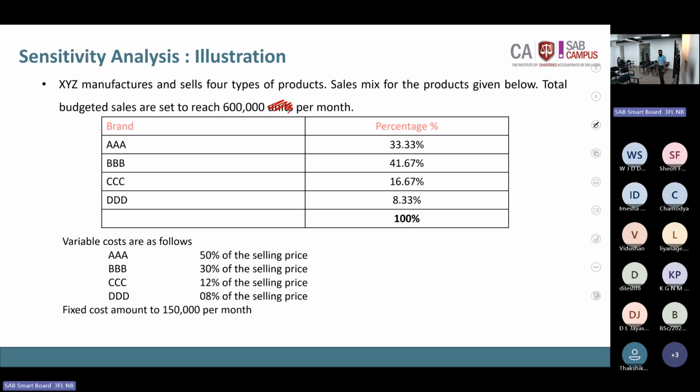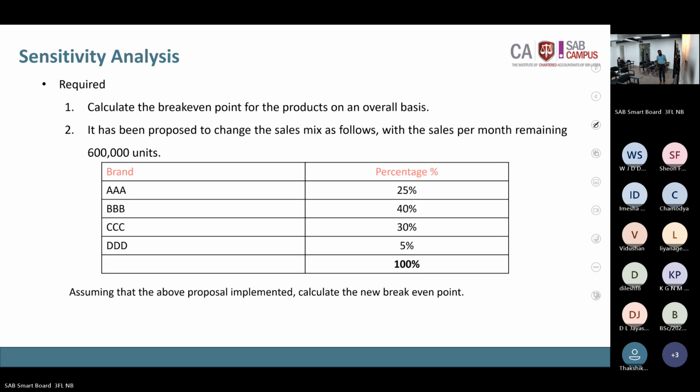Okay. Then the variable cost provided 50% of the selling price. Should be sales. So variable cost, 50% of the sales, 30% of the sales, 12 and 8, and fixed cost provided. This is a requirement to calculate the break-even point for the products on an overall basis.